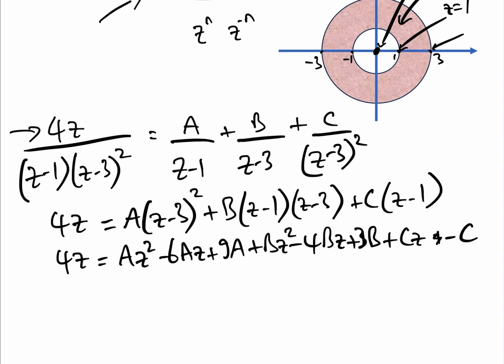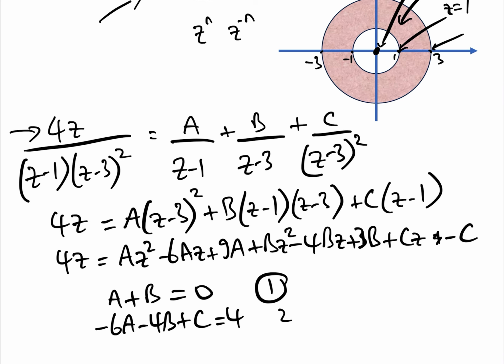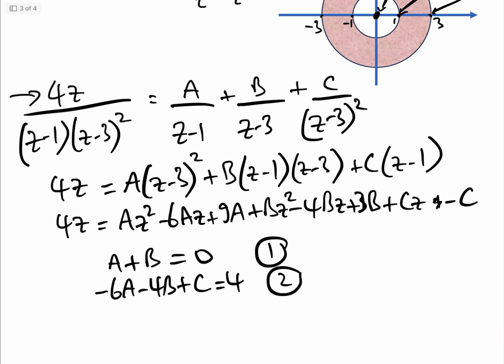Okay, now comparing coefficients of z squared, we get that a plus b equals 0, and let's call that equation 1. Comparing the coefficients of z, we get that minus 6a minus 4b add c equals 4, and let's call that equation 2. And comparing the constants, we get 9a add 3b minus c equals 0, that's equation 3.